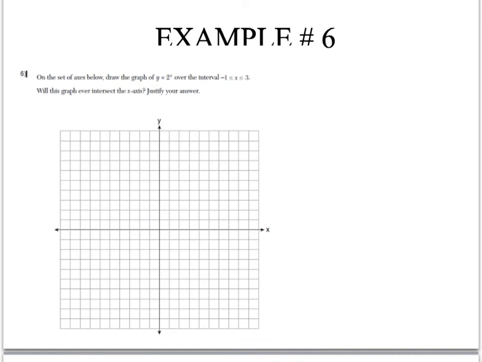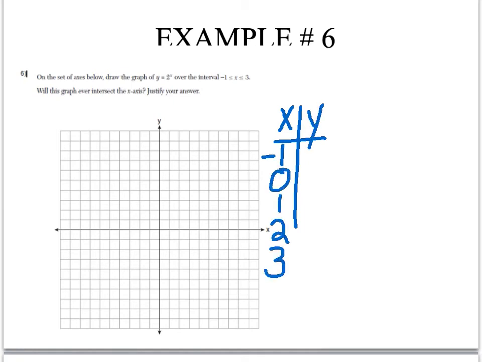In example number 6, it says, on the set of axes below, draw the graph y equals 2 to the x over the interval -1 is less than or equal to x, which is less than or equal to 3. Will this graph ever intersect the x-axis? Justify your answer. Well, let's find a table of values for -1, 0, 1, 2, and 3.